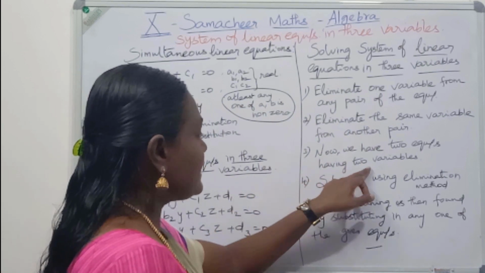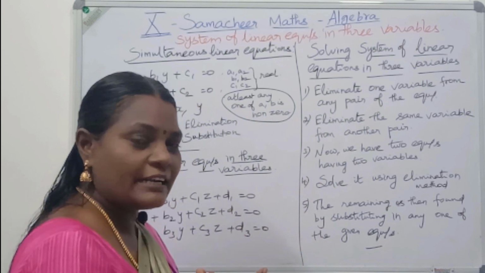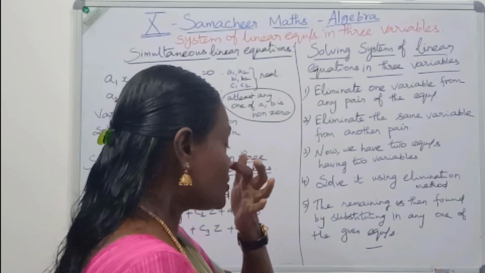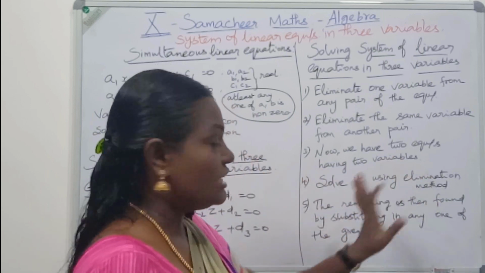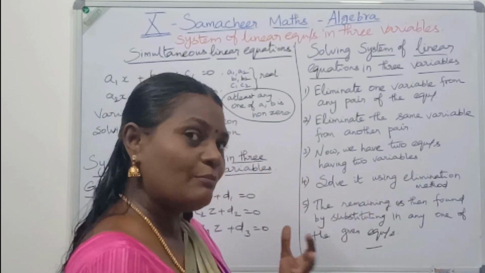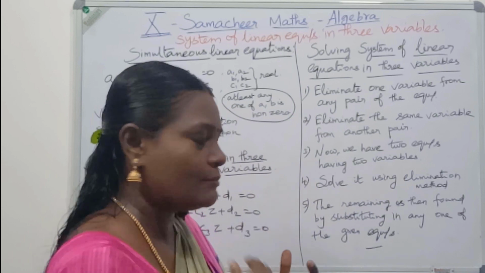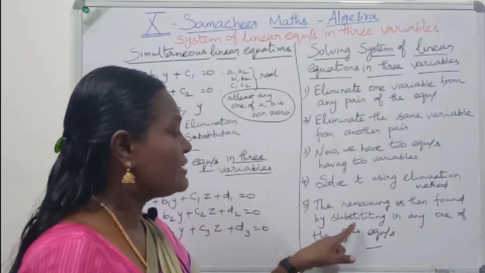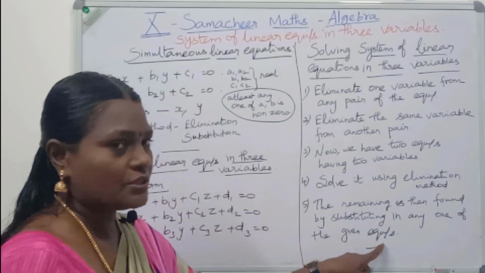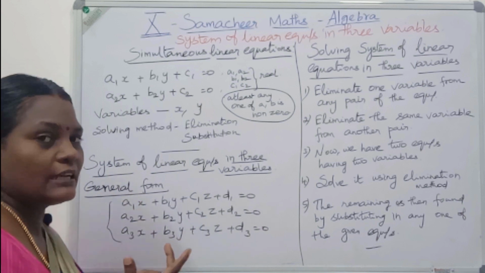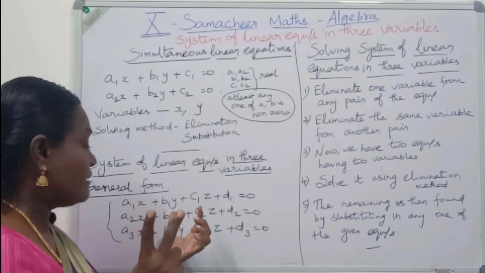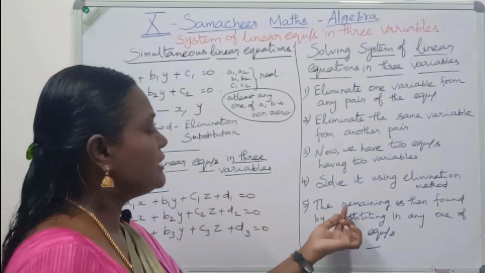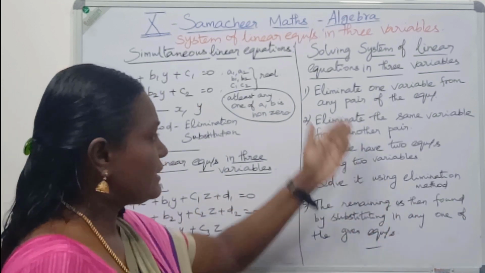After that it will be very easy, because we have already learned in the earlier class to solve two linear equations using the elimination method. So using that, we solve it. After solving, we get the values of 2 variables. Then only 1 variable remains. The remaining variable is found by substituting the values found into any one of the given equations. You have to substitute those 2 values in any of the 3 given equations. After that, you get the third value. In this way, you have to solve.